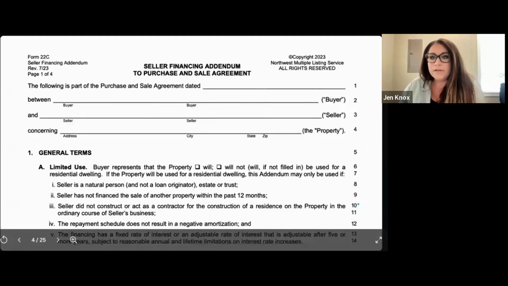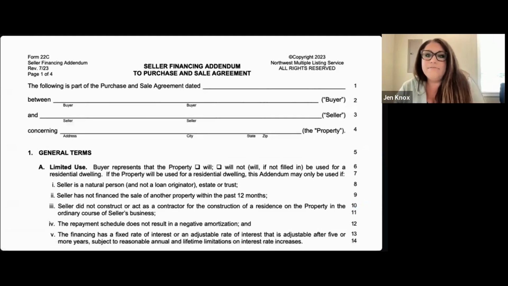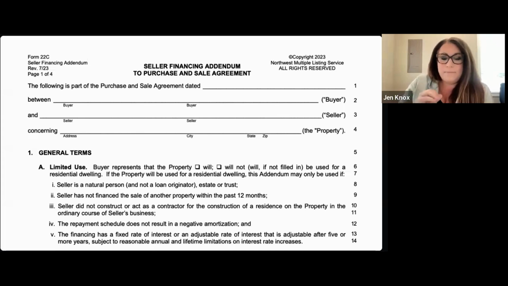So if the seller is financing the sale and the property will be used as a residential dwelling, then both the seller and the financing method must comply with these rules. These rules are listed under the general terms. First of all, you need to decide if this will or will not be used for a residential dwelling. And the definition of that is, if you think about the time that the payments are going to be made to the seller, what is the use of this property going to be?